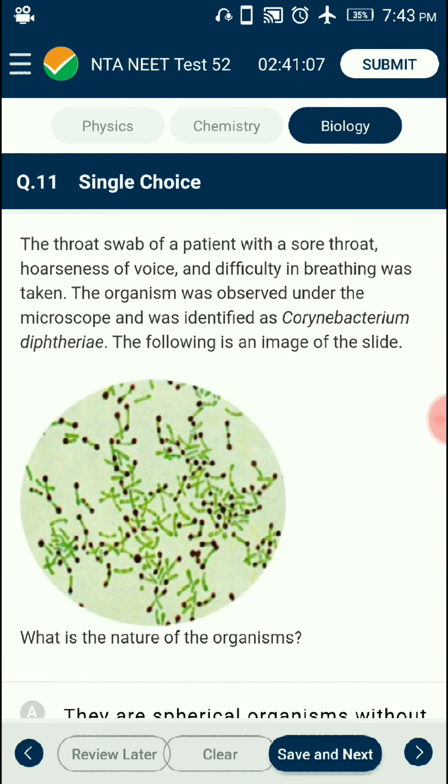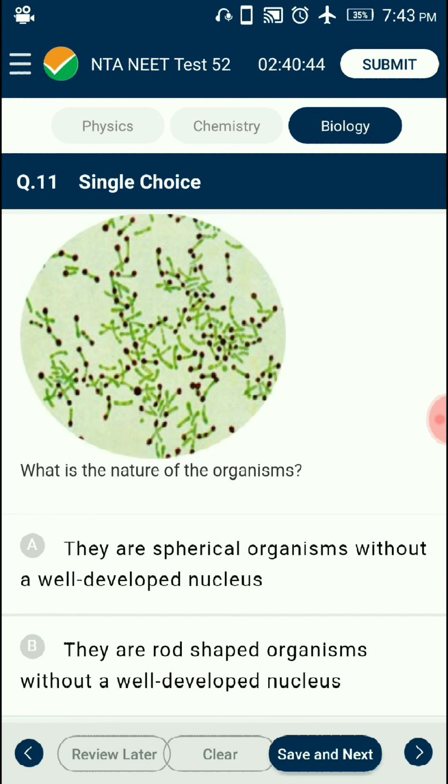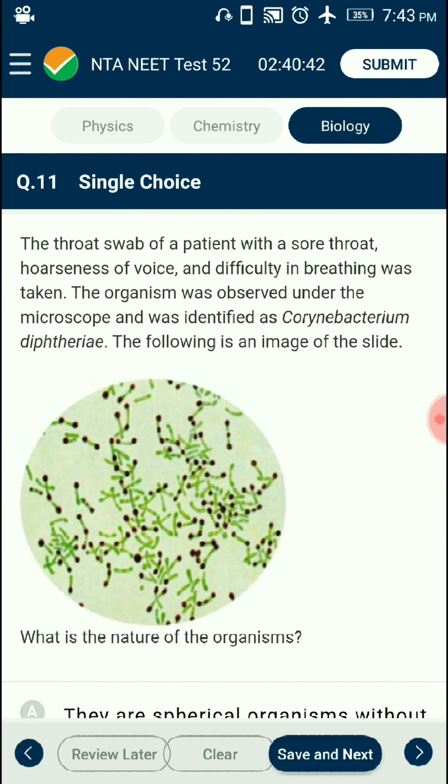Question number 11. A throat swab of a patient with sore throat, hoarseness of voice and difficulty in breathing was taken. The organism was observed under the microscope and was identified as Corynebacterium diphtheriae. The following is an image of the slide. What is the nature of the organism?